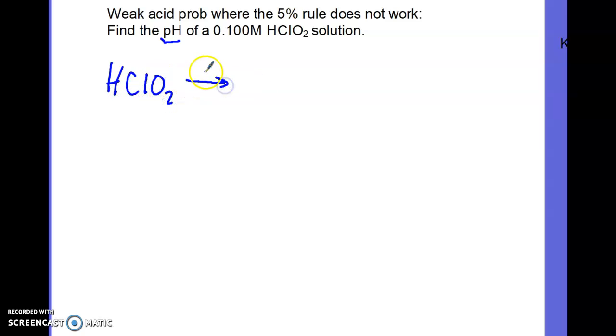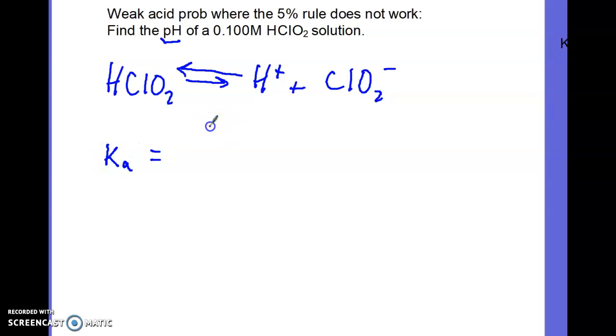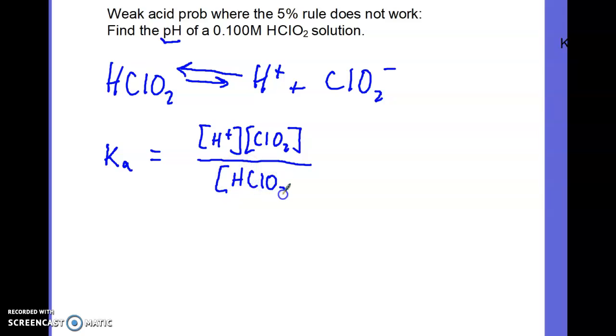Okay, it's a weak acid, so it actually exists in this form. Simplify this: H plus and ClO2 minus. If I check the chart, my Ka, this is always the expression. Ka is the concentration of your products multiplied by each other divided by the concentration of the reactants. Of course, this would be the initial concentration of this.